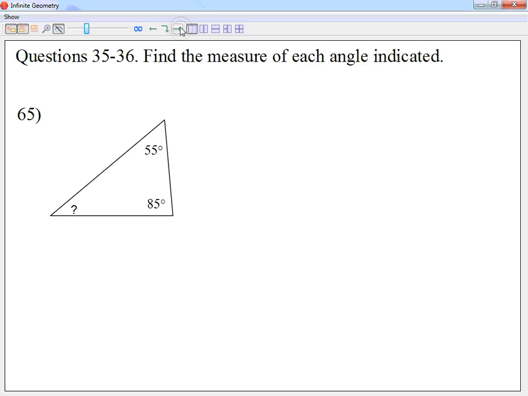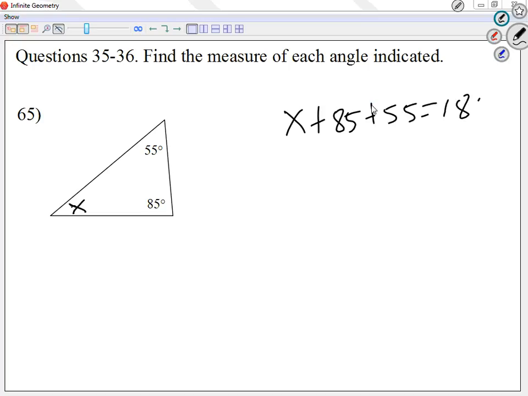Now looking at 65, we need to learn that the three angles of a triangle add up to 180. That little question mark, I don't know how big it is, so let me call it x. The way we're going to set this up will be x plus 85 plus 55 is equal to 180, because the three angles of a triangle add up to 180. Like I said, the rest you can finish on your own. Any questions up until 68?